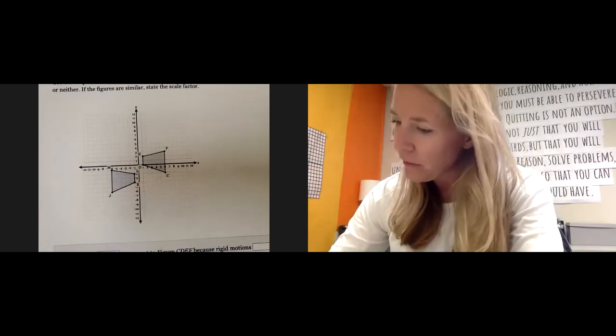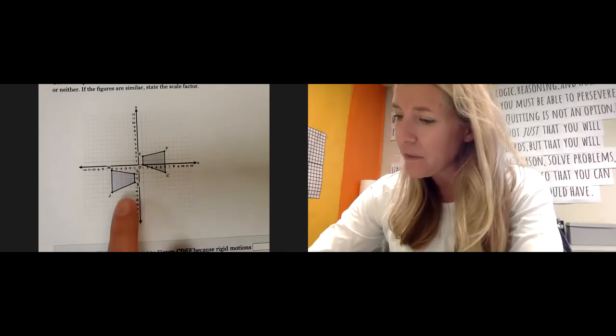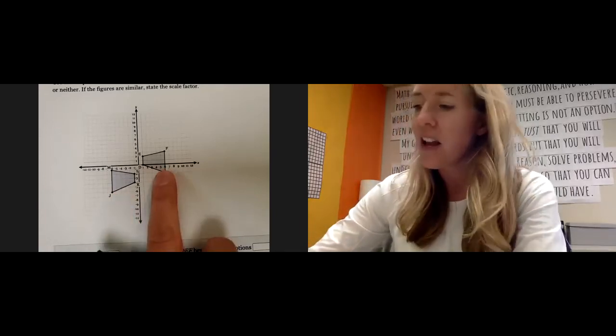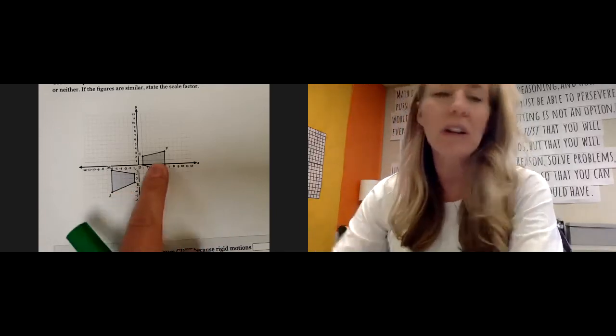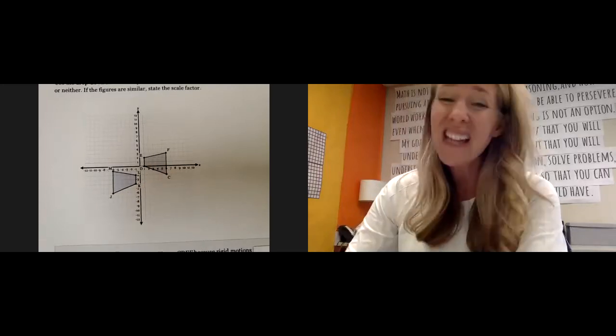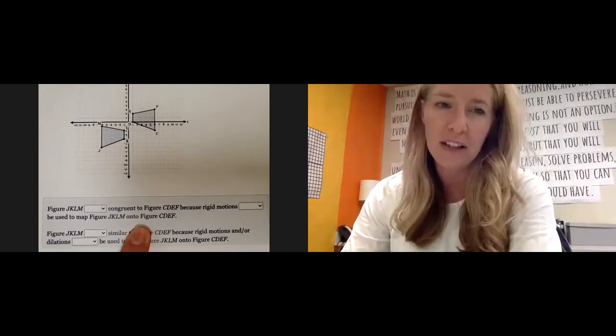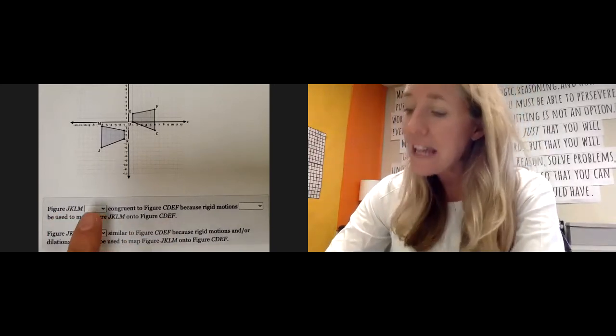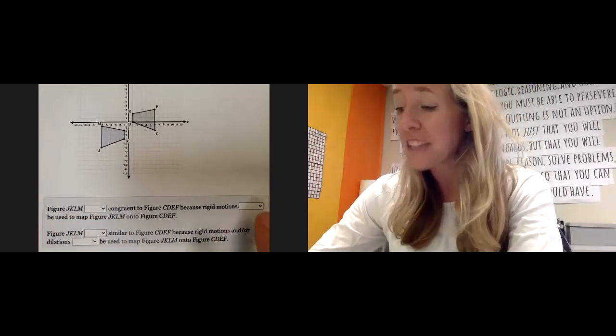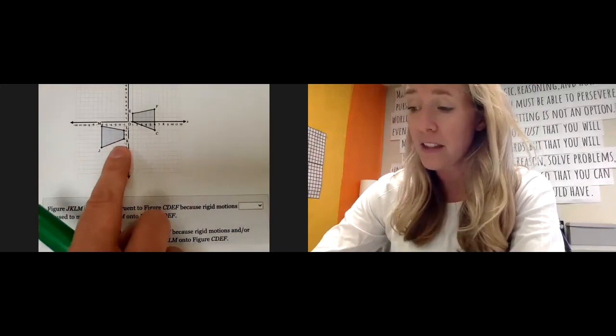Which one are we going to? We're going from the one with J to the one with the C. So you can get this to this by doing a reflection and a translation, it looks like. But you don't even have to tell that part. That's the hard part. Oh, I'm so sorry, I am not showing what I'm pointing at. Okay, this one is congruent because rigid motions can be used to get from this to this.